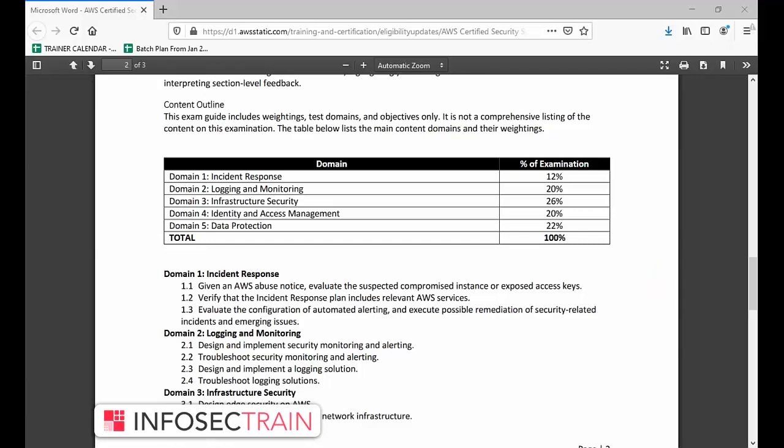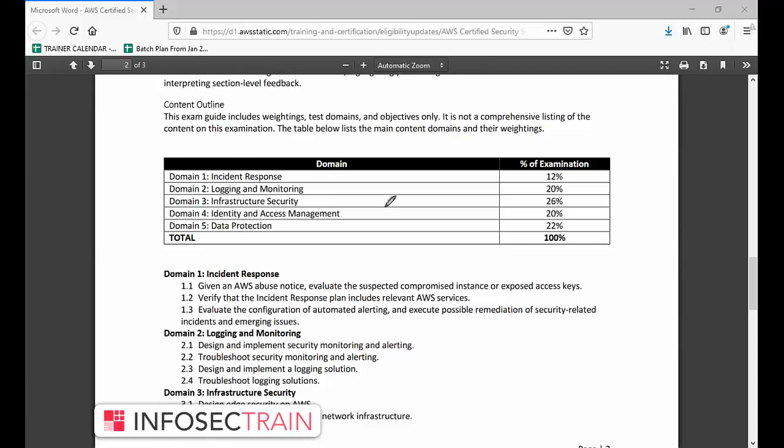Now, just a second. Let me start with the domains first. So now I'll tell you for each domain how you have to study for the exam. This is purely exam focused. And if you pass this exam, this can be one of the best achievements you can have. Why? Because now we have a lot of demand for professionals from the security perspective of cloud computing. So as per the latest standards, for the certification we have 5 domains.